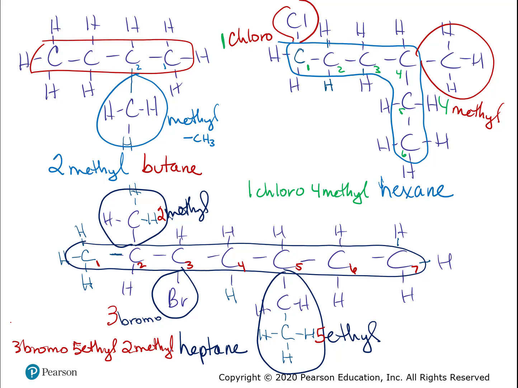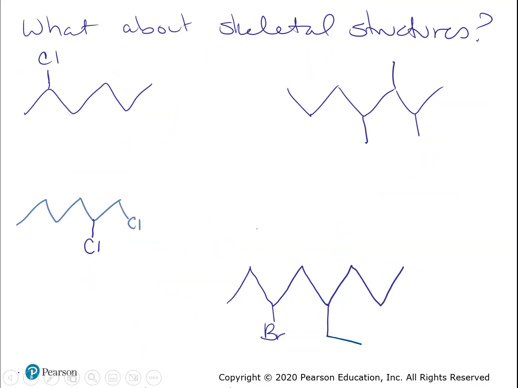So these are Lewis structures, right? These have all of the bonds. It shows all the hydrogens, everything's there. So what happens if it's a skeletal structure? Remember, we talked about skeletal structures or mentioned them. What do you remember about a skeletal structure?